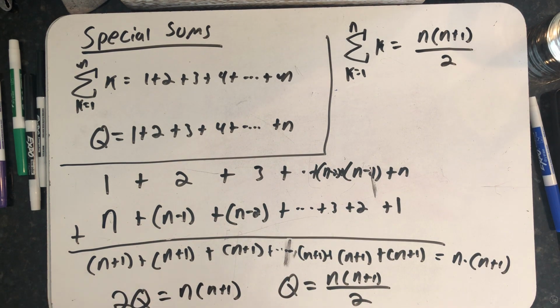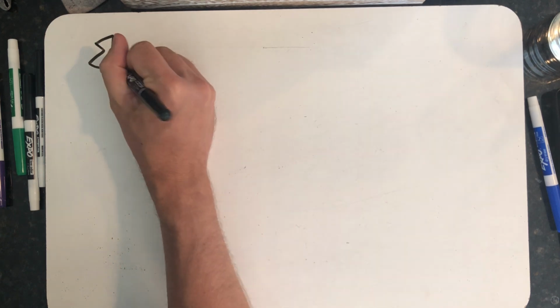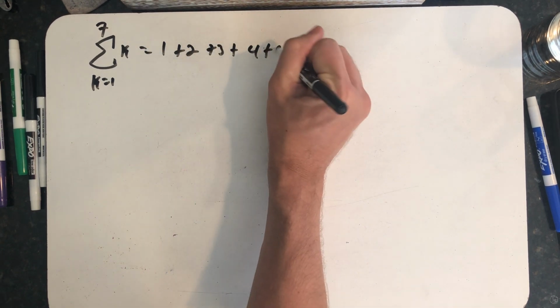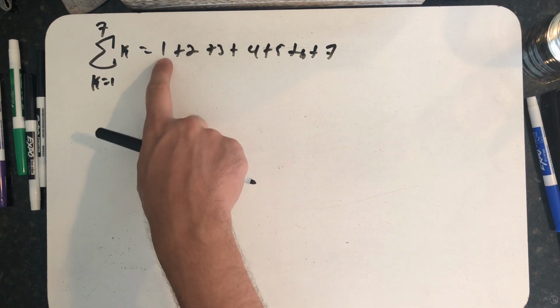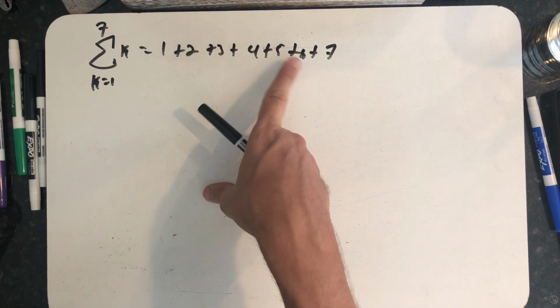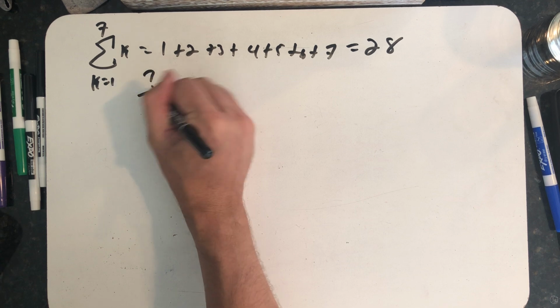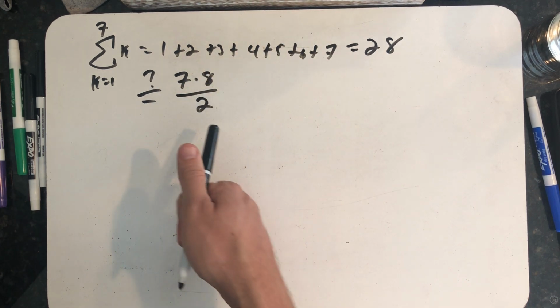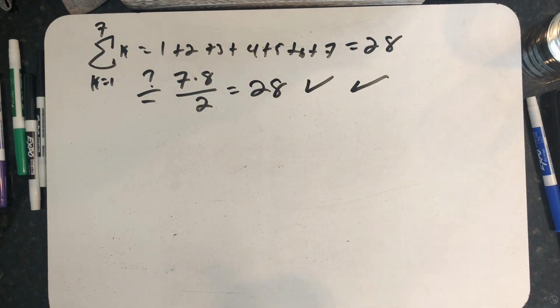Let's look at a concrete example where we can use that formula. Let's add up the first 7 whole numbers: 1 plus 2 plus 3 plus 4 plus 5 plus 6 plus 7. Let's just add these together. 1 and 2 make 3, that makes 6, 4 more is 10, 15, 21, 28. The sum of the first 7 whole numbers is 28. Let's see if our formula works. It says n times n plus 1 all over 2. Well, 8 divided by 2 is 4, and 4 times 7 is 28. Our formula seems to work.